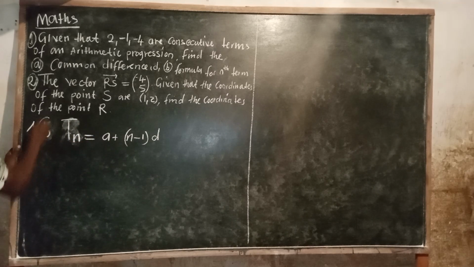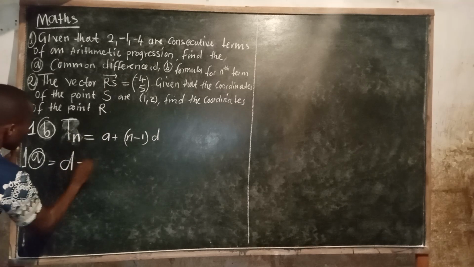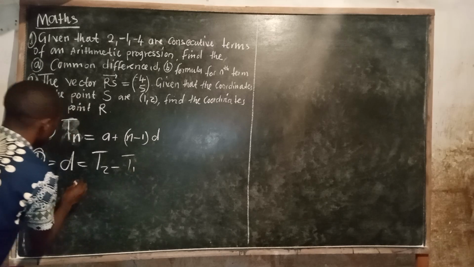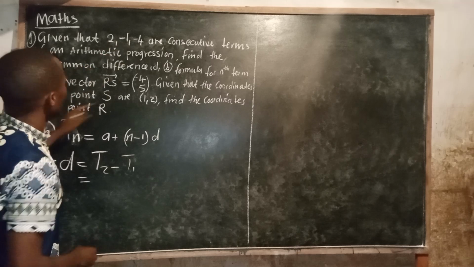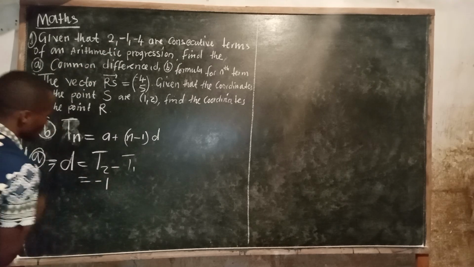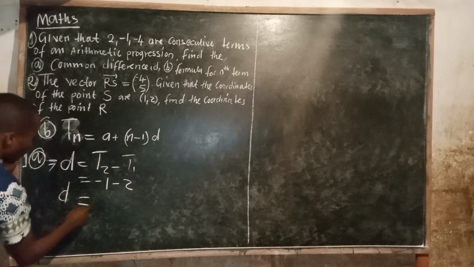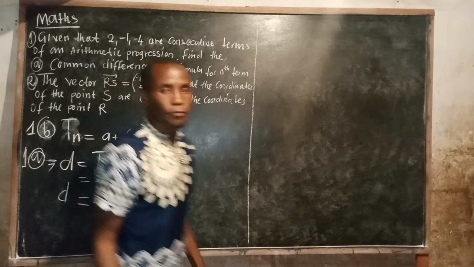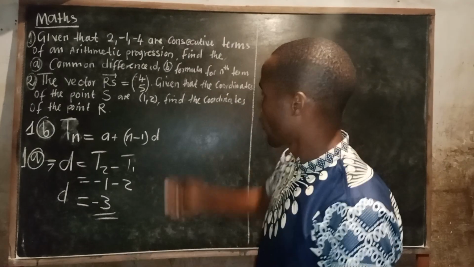So this is for B, and we come to A. How do we find that one? How we find the common difference is you say the second term minus the first term. So the common difference in this case is: second term is negative 1, so we substitute, then minus the first term, which is 2. Therefore, the common difference is negative 3. So the formula for common difference is just the second term minus the first term. Then you are done, like what I've done there.